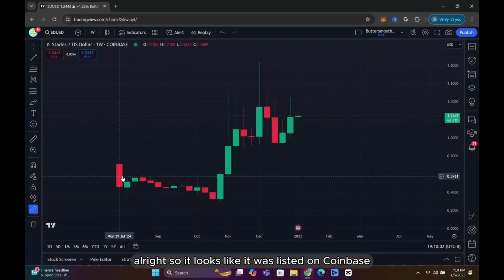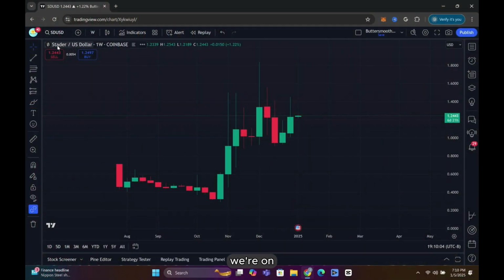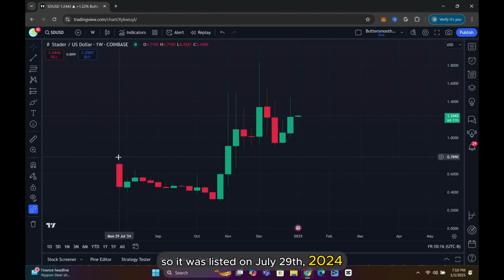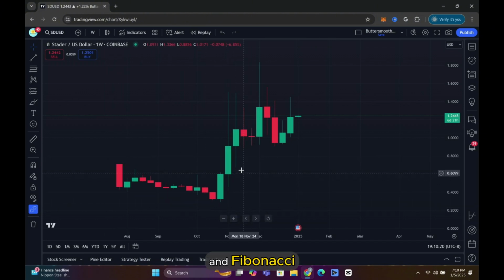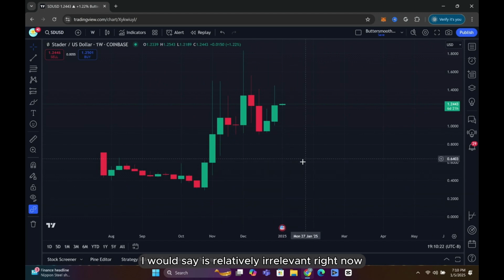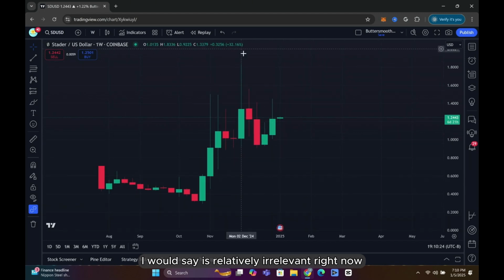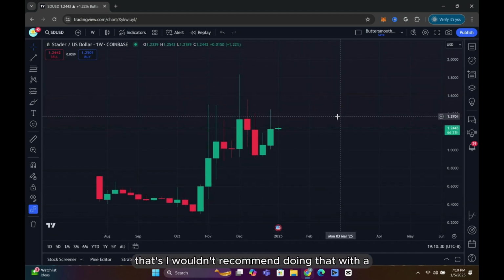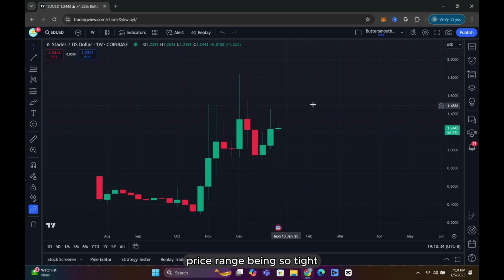So it looks like it was listed on Coinbase. We're on Stader Labs paired with the US dollar, weekly time frame. Data's coming from Coinbase. It was listed on July 29th, 2024. And Fibonacci, I would say, is relatively irrelevant right now. We could go from swing high to the most recent swing lows, but I wouldn't recommend doing that with the price range being so tight.